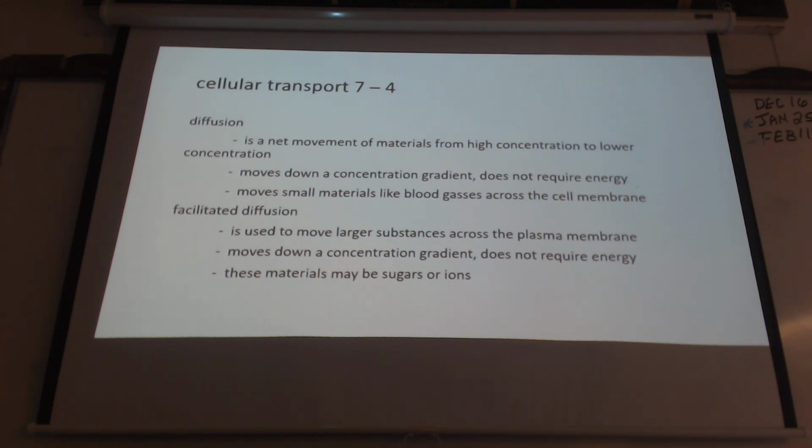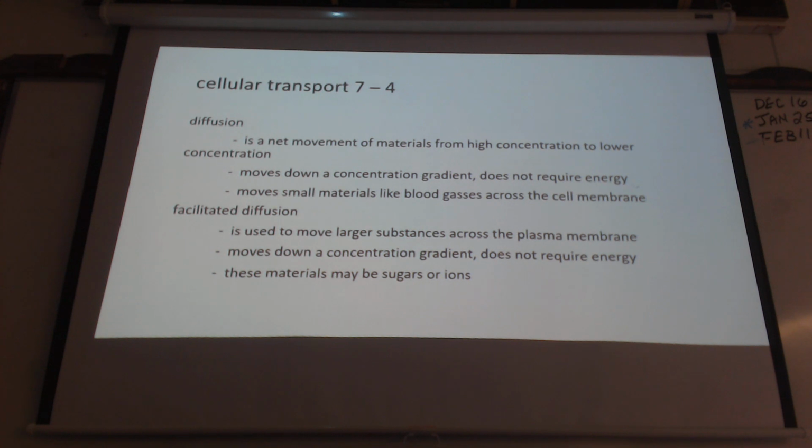Yes. So in this process, why would we use blood gases as an example of this process, do you think? What are blood gases?